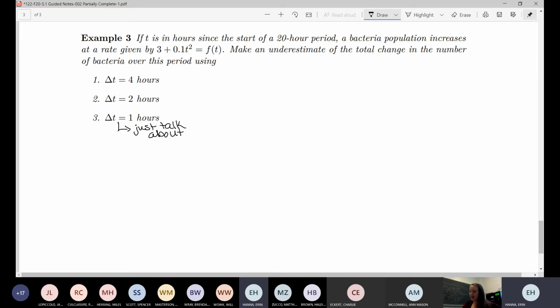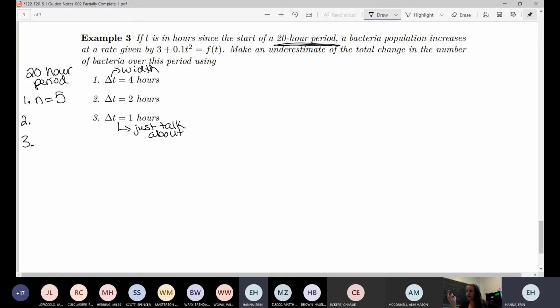Anyway, so this delta, remember, that's essentially the width of the rectangles. So we're told that we're going over a 20-hour period. So let's figure out how many rectangles that would mean for parts 1, 2, and 3, even though we're not going to do 3 out fully. If we're going over a 20-hour period, so essentially between 0 and 20, because it says since the start of a 20-hour period, so 0 to 20, if the width of the rectangles is going to be 4, and we're going over 20 hours, that means we're going to end up with 5 rectangles. So essentially n equals 5.